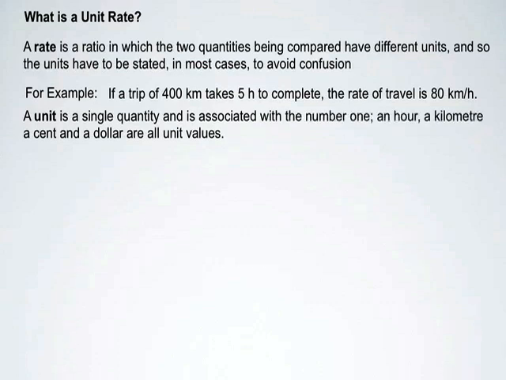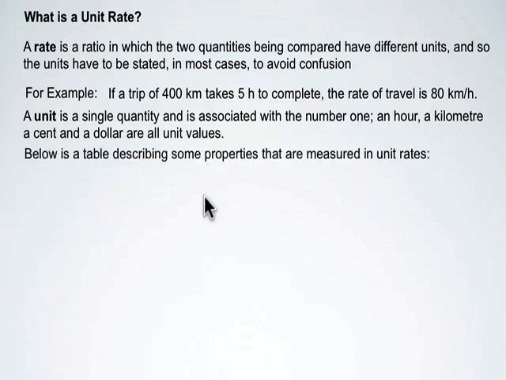A unit is a single quantity and associated with the number 1. 1 hour, 1 kilometer, 1 cent, and $1 are all unit values. So below is a table describing some properties that are measured in unit rates. So here we have another example of a unit rate, 80 kilometers per 1 hour.